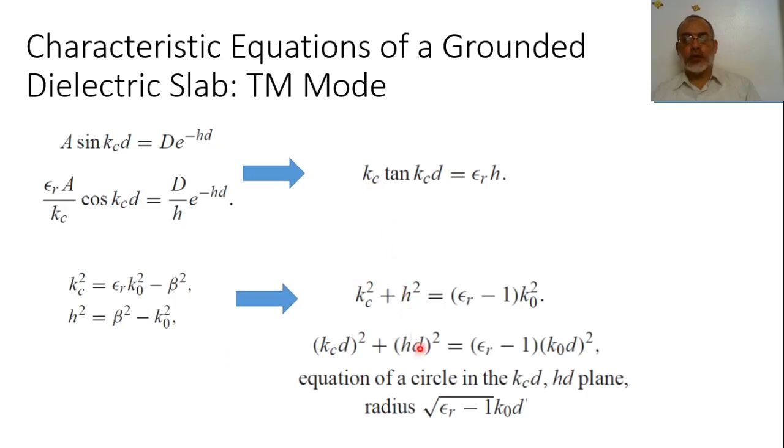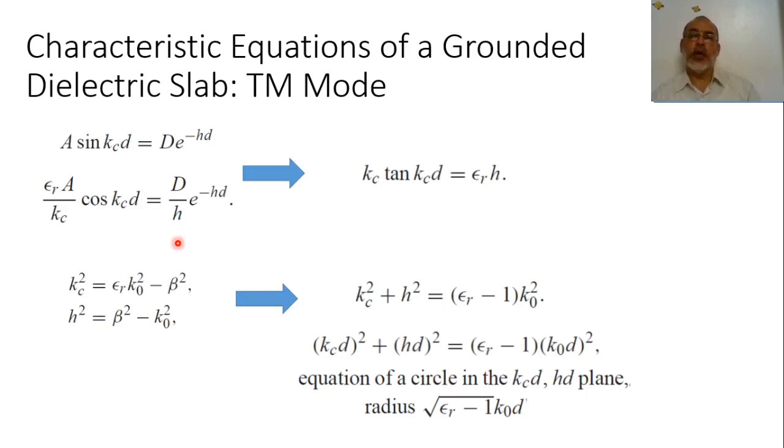By solving these two equations, which are not linear equations, they are non-linear equations, we can obtain the value of beta, which will satisfy both equations simultaneously. Or what are the values of Kc and H, which satisfy the boundary conditions and the Helmholtz wave equation simultaneously.